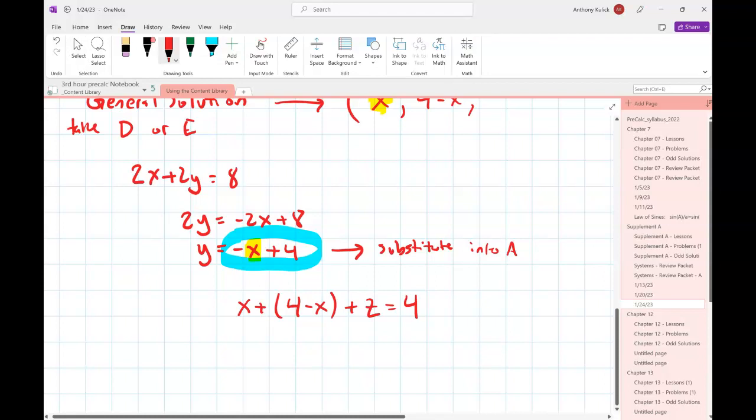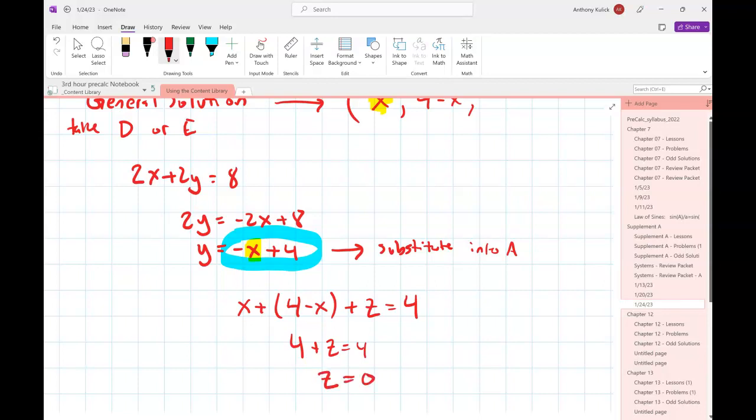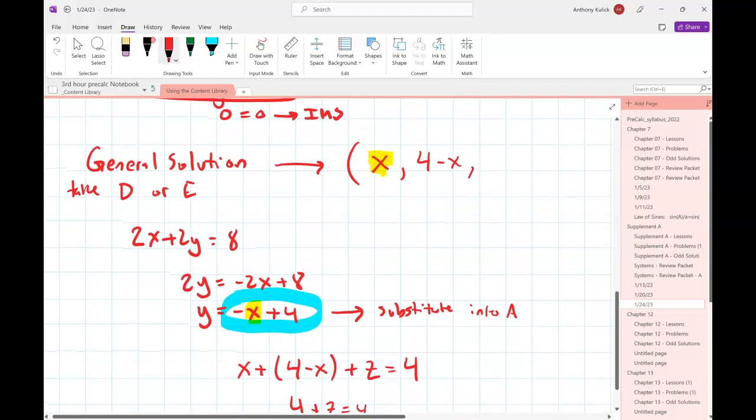So now I'm just going to simplify here. X plus negative X is 0. So I'm left with just 4 plus Z is equal to 4. I subtract 4 from both sides, and I have Z equals 0. So there, my Z was a constant.